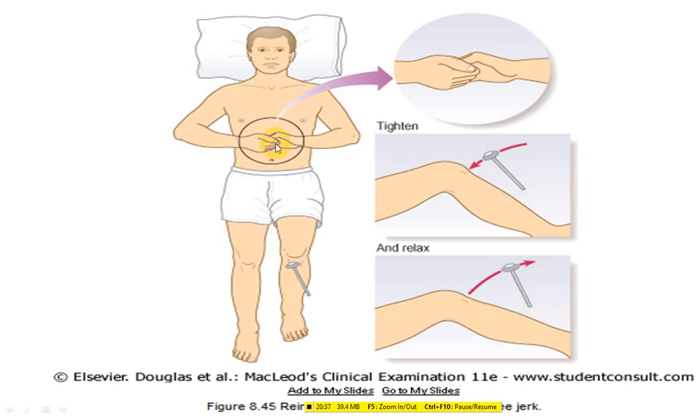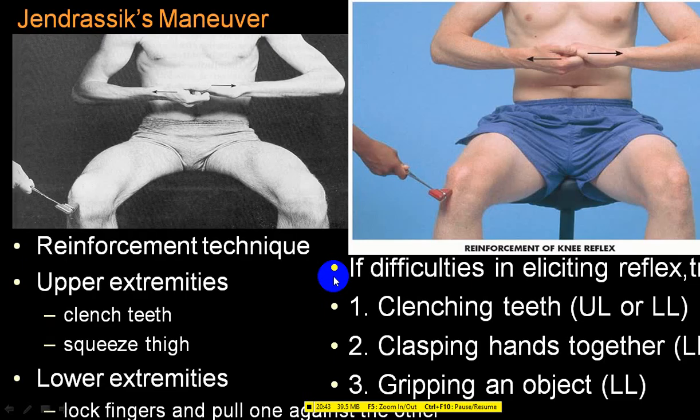You can see here, this is while eliciting the lower limb jerk, when you are eliciting the ankle and knee. And when you are eliciting the upper limb, you have to clench the teeth or clasp the hands together. That will be done in the lower limb. Clenching the teeth can be utilized in the upper limb as well as the lower limb.